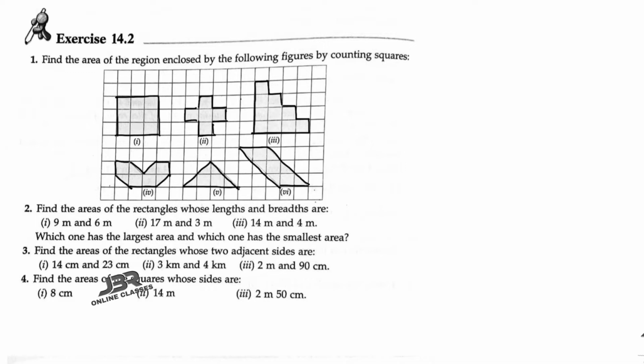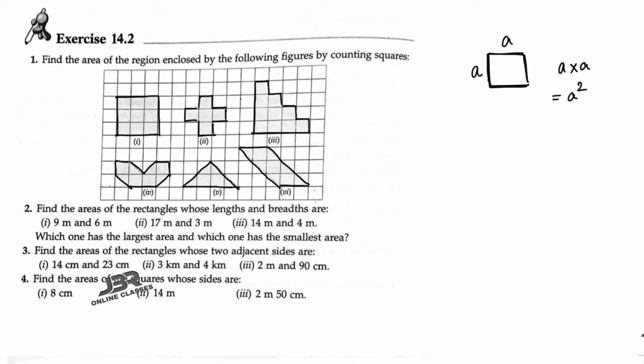So here you have to count squares and find the area accordingly. Suppose this one is a square, and each and every side is a. You know all the sides of a square are equal. So if a is the length of the side, then the area of the square equals side into side, or you can directly write a square.